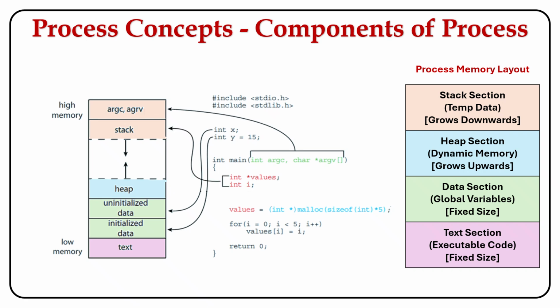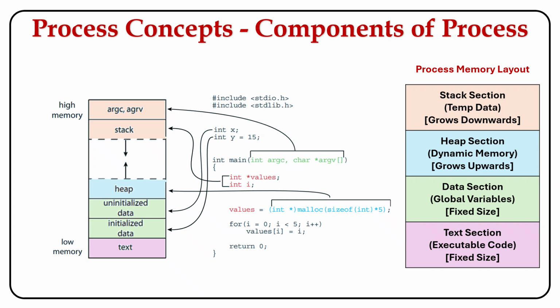Inside the main function, we have int *values. That is, here values is a pointer variable. It receives the address of an integer variable. The next comes int i. Here we declare the variable i as integer data type. In the main function, we have values and i, which are the local variables. They are always stored in the stack.